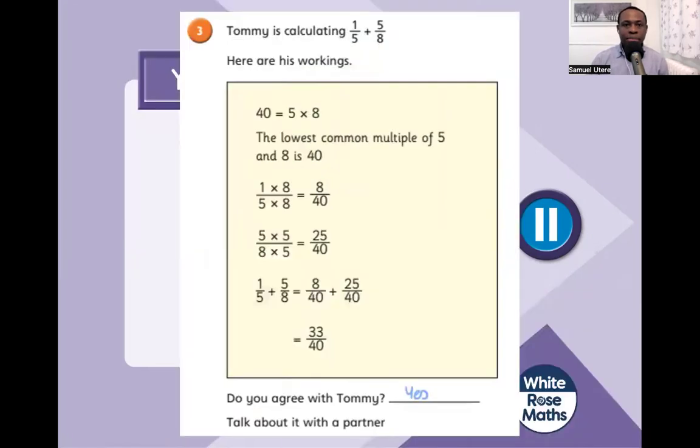Let's discuss them. So here, Tommy is calculating 1/5 plus 5/8. Here are his workings. So Tommy quickly multiplied 5 by 8 to say the lowest common multiple of 5 and 8 is 40. Of course, we agree with Tommy because the lowest common multiple of 8 and 5 is 40. So his method is correct.